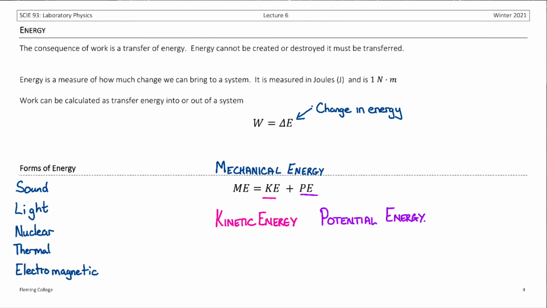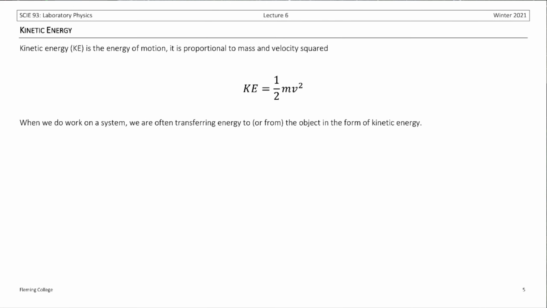Let's look more closely at those two types of energies. Kinetic energy is the energy of motion. It is proportional to the mass and velocity squared. So the kinetic energy of any given object is the mass times the magnitude of velocity squared, all divided by 2.